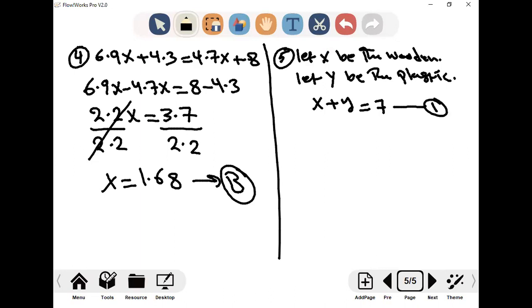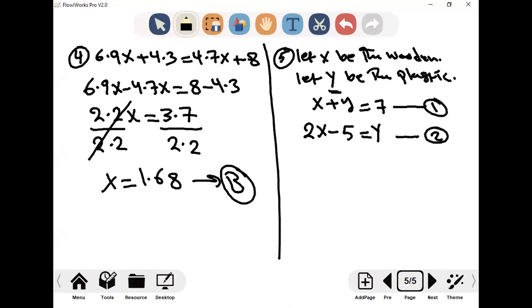Equation 2, continue reading the question. The question said, the number of plastic frames, which is Y, Thailand sold was five less than twice the number of wooden frames. What is the wooden? X. Twice X, 2X. If you subtract five from it, it will be the plastic, which is Y. You understand? Less than, if you remember, we switch. If I say A less than B, it means B minus A, right? So we have the second equation now.